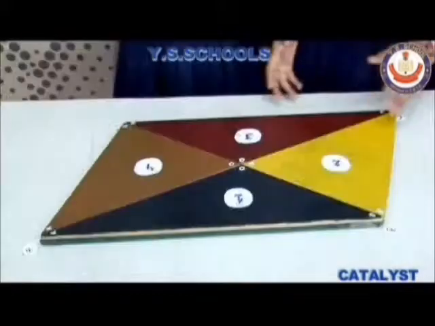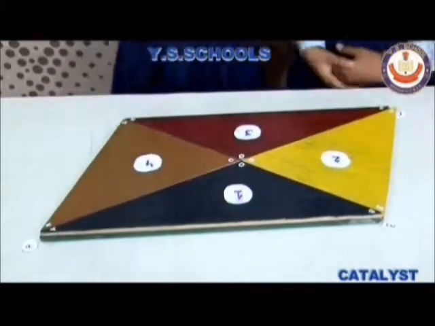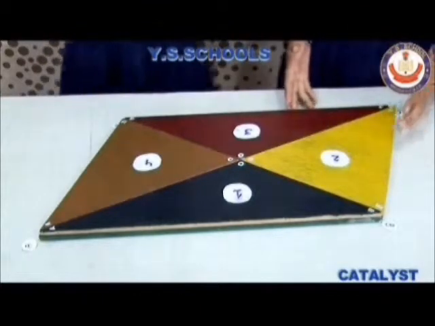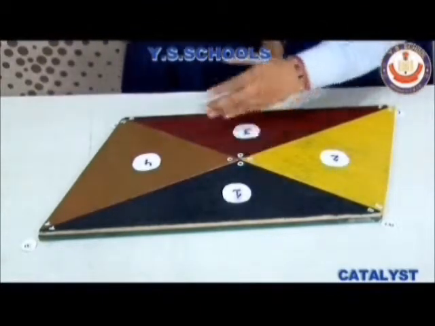There are three main properties of a parallelogram. Its first property is opposite sides are equal, and its second property is diagonals bisect each other. And its third property is diagonal divides the whole parallelogram into two congruent triangles. Now I'm going to tell you about its first property.